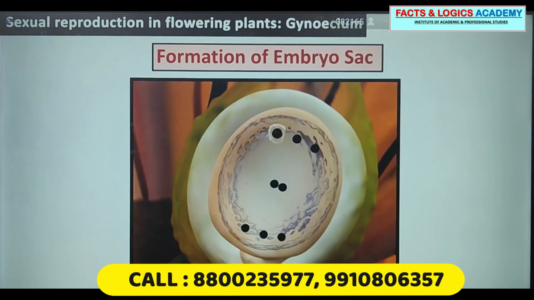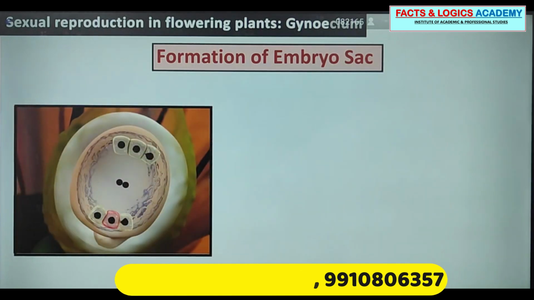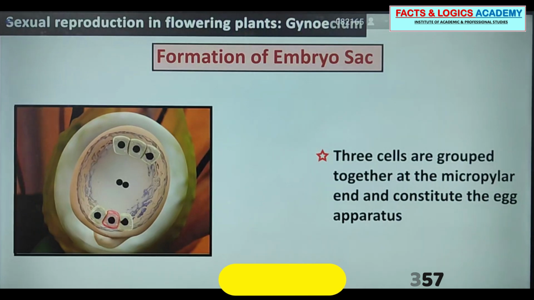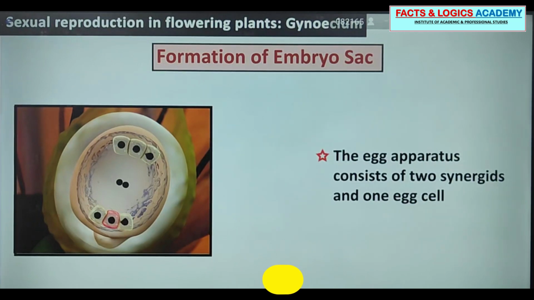6 of the 8 nuclei give rise to 6 different cells when surrounded by cell walls. The remaining 2 nuclei, called the polar nuclei, are situated below the egg apparatus and constitute a single large cell known as the central cell. And there is a characteristic distribution of the cells within the embryo sac. 3 cells are grouped together at the micropylar end and constitute the egg apparatus. The egg apparatus in turn consists of 2 synergids and 1 egg cell.